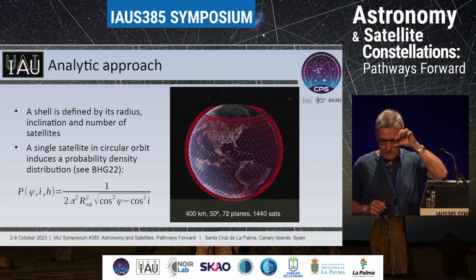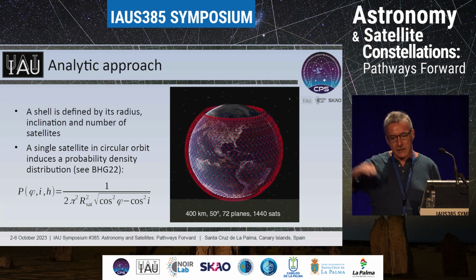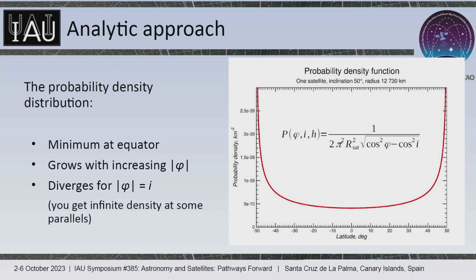What's the analytic approach? Well, you know that the shell of a satellite constellation is defined by its radius, the inclination, and the number of satellites. Essentially, that's everything we need to simulate the satellites there. We showed in the article that one single satellite in a circular orbit induces a probability density function that follows this simple function. We can see the function displayed here. This is for a satellite in an orbit with inclination 50 degrees, and you see that the function is minimum at the equator, and it increases as the absolute value of the latitude increases too.